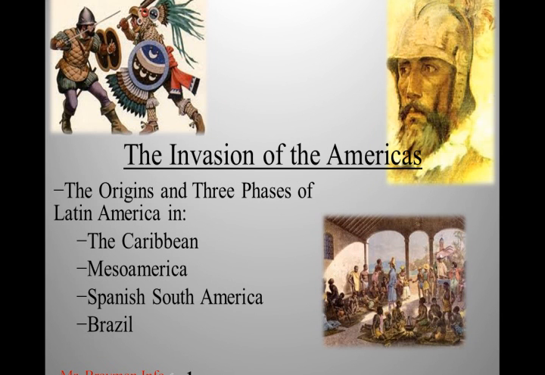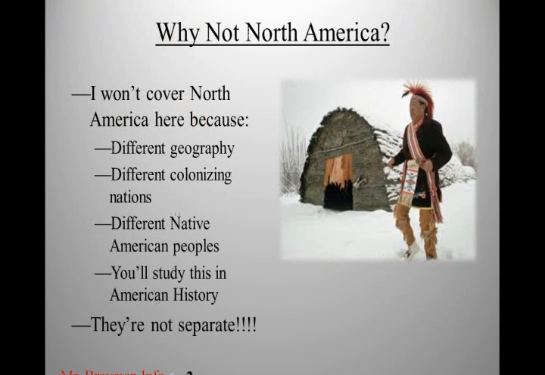So, we're going to really focus on pretty much everything from Mexico downwards, or south from there. So, a little bit of framework for what we're going to look at. We're not going to look at North America very much, partially because it's a different geography, different colonizing nations, right? The French and the English versus the Spanish and the Portuguese, different characteristics of the Native American peoples, right? South America and Mesoamerica had large, complex civilizations. North America just didn't. I mean, there were smaller tribal groups.